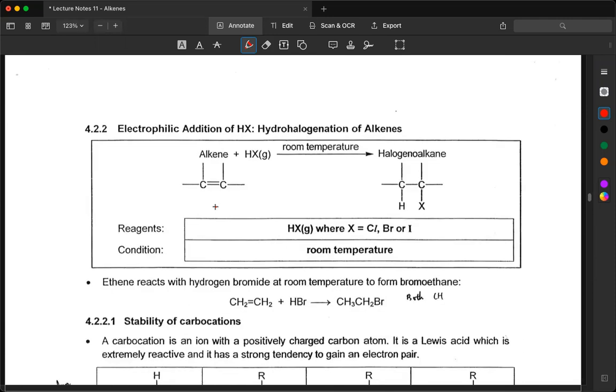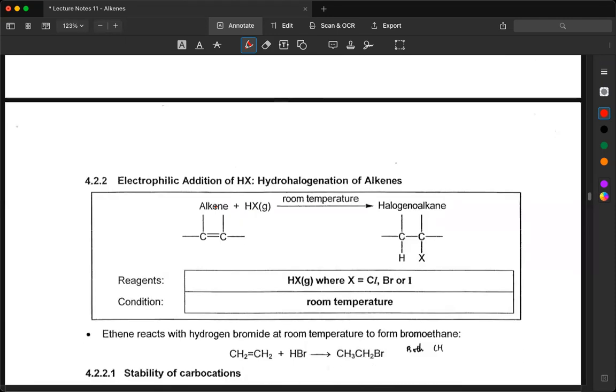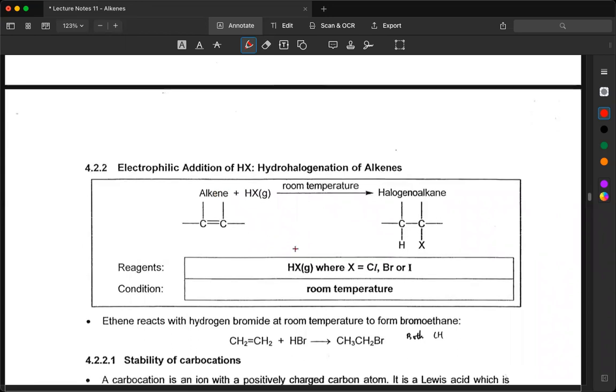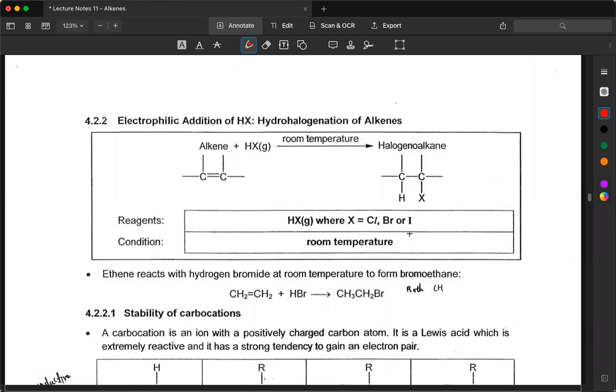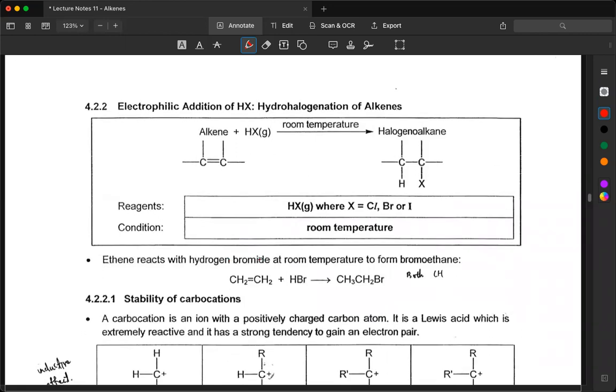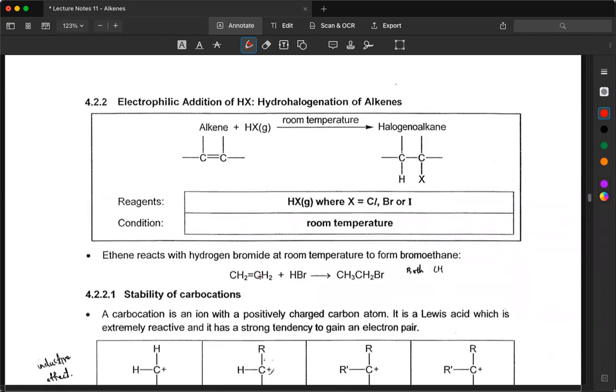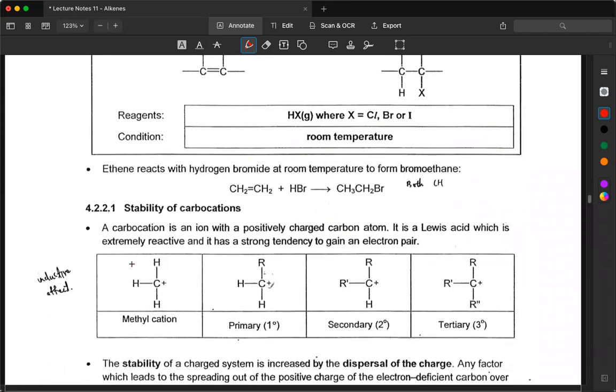Electrophilic addition of HX, hydrohalogenation of alkenes. Okay, this is carried out at room temperature. This time around we have iodine there. Now ethene reacts with hydrogen bromide at room temperature to form bromoethane. Okay, let's look at the stability of the carbocation. The carbocation is an ion with a positively charged carbon atom. It is considered a Lewis acid because it accepts electron pair.